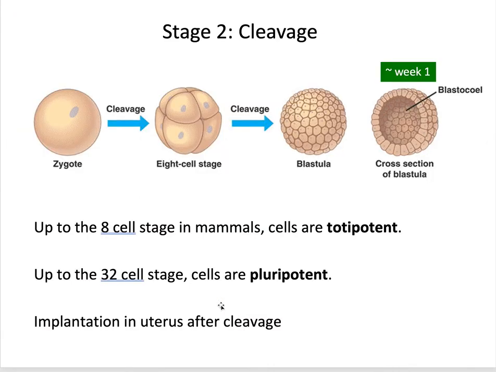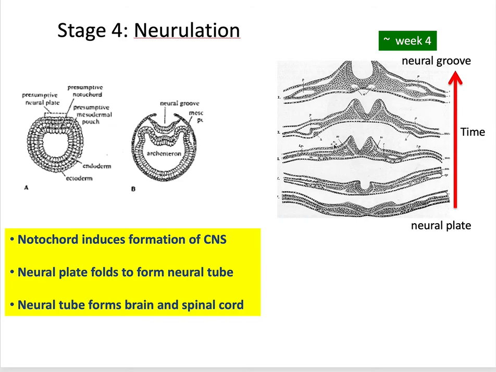And here are some terms that you may want to remember. Up to 8 cells in mammals, cells are totipotent. That means an individual can be produced from any one of those cells. Up to 32 cells are pluripotent. That means that cells can become a lot of things, but they certainly cannot become humans. Implantation in the uterus of a human occurs after the gastrula is formed. Sorry, blastula is formed. About 1 week in.